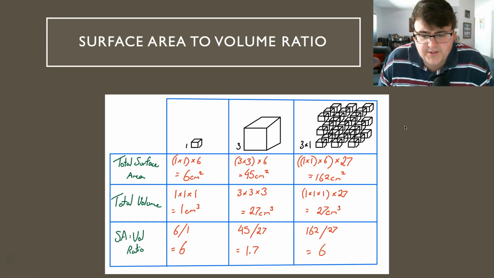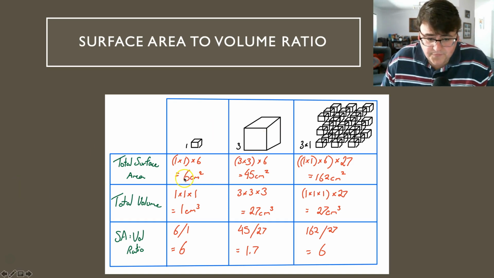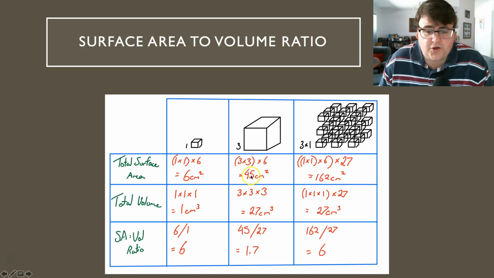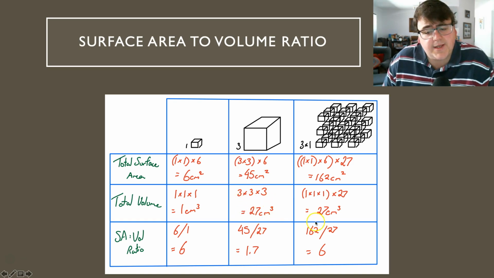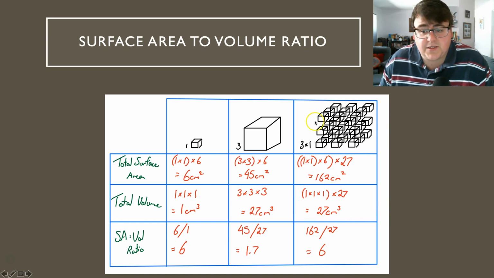And we can look at how that changes. So in terms of surface area, we have a small surface area with our 1 centimeter cube with only a surface area of 6 centimeters squared. We have a more increased surface area with 45 centimeters squared with our cube with 3 centimeter sides. And then we have an even increased surface area with our 27 smaller cubes of 162 centimeters squared. Our volume obviously is quite small for our small cube with only 1 centimeter cubed. When we get to our 3 centimeter cube, we increase our volume to 27 centimeters cubed, which remains the same volume because it's the same amount of space inside for our 27 small cubes.